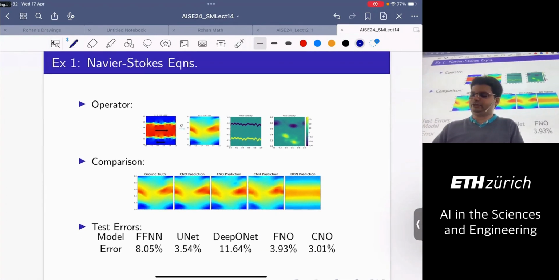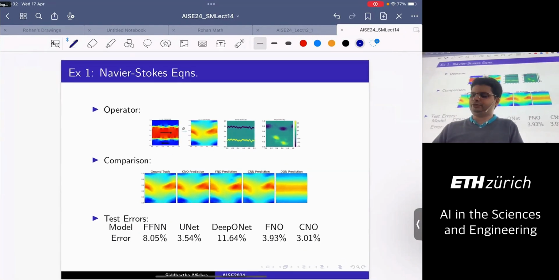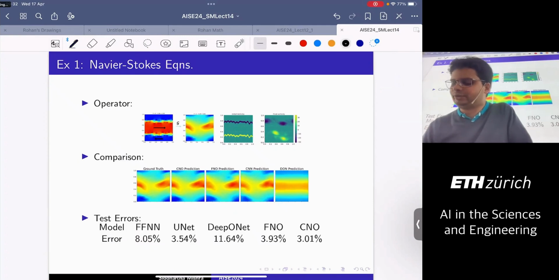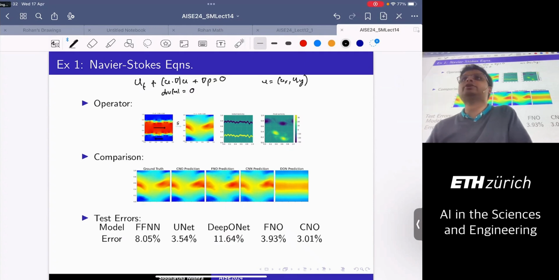Let's start with the Navier-Stokes equations. All of you should know what these equations are, but if you don't, let me write it down, because they come in again and again. So this is u_t plus u dot grad u plus gradient of p equal to 0. The divergence of u is equal to 0. And u is the velocity, so this is (u_x, u_y). These are the two components of the velocity.